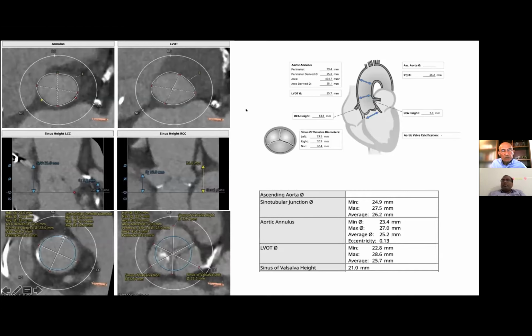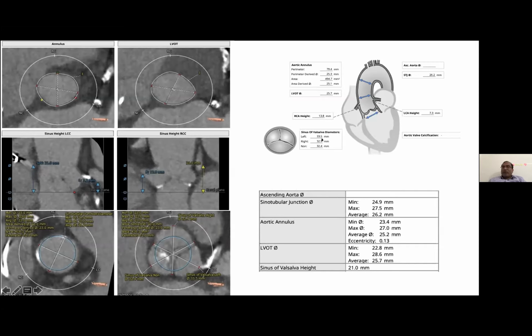You can see the annulus area of 494.7 millimeter square, perimeter of 79.4. The aortic annulus minimal diameter is 23.4 with a max of 27 and an average mean diameter of 25.2. If you can see here, the left main is arising on the lower side, at 7.2 millimeter, and the right is 13.8 millimeter.